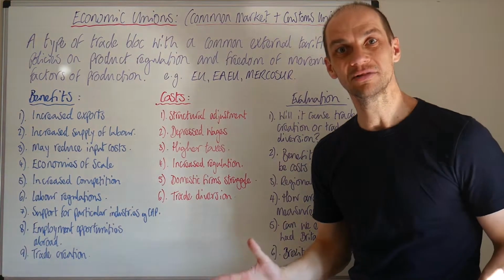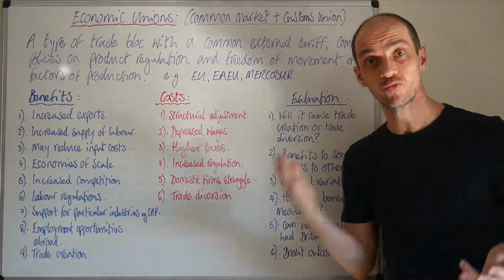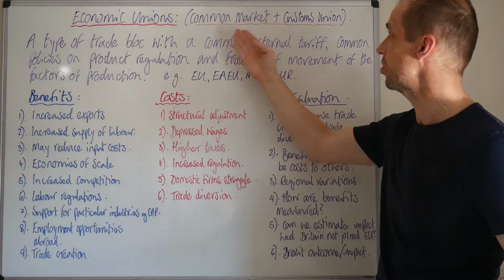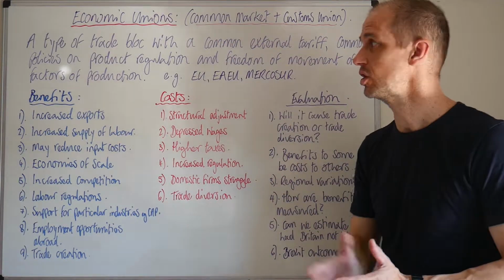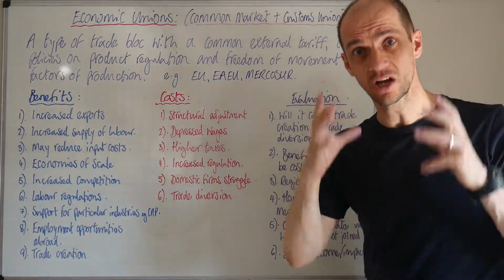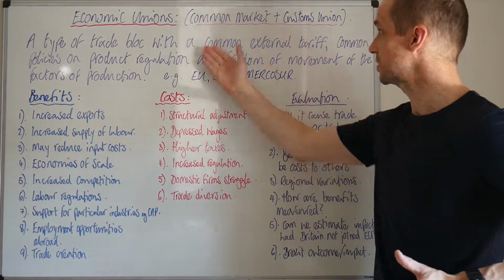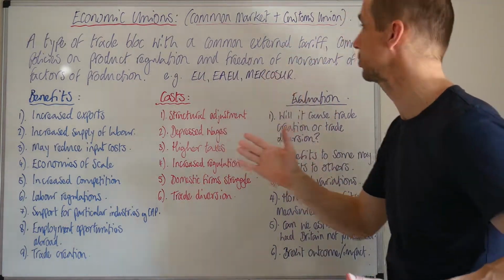Hi guys, so let's now take a look at economic unions. When it comes to economic unions, we're really dealing with a common market plus a customs union. What this in effect means is that there is a common external policy regarding trade. That's likely to be through a common external tariff.